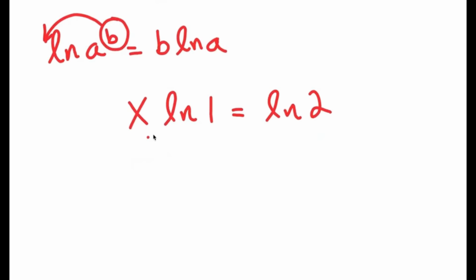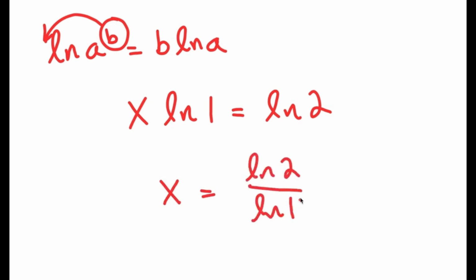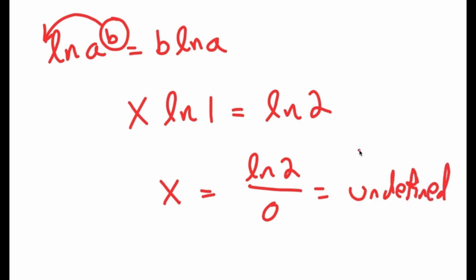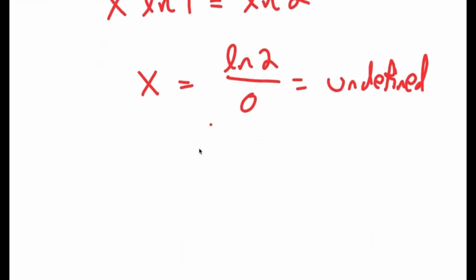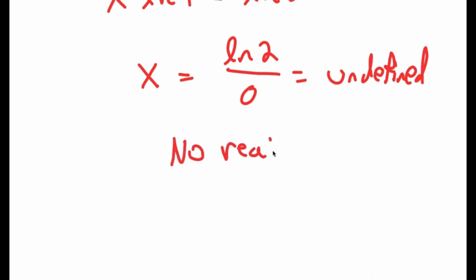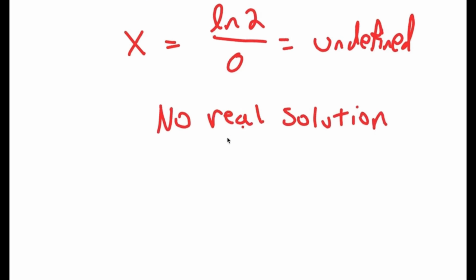You may be thinking, we could just divide both sides by ln 1, and x would equal ln 2 over ln 1. However, the only problem with this is that ln 1 is equal to 0. And remember, anything divided by 0 is undefined, so this would be undefined. So we know that this equation has no real solution, but it could still have imaginary solutions. So to actually solve this, I'm going to use something known as Euler's formula.